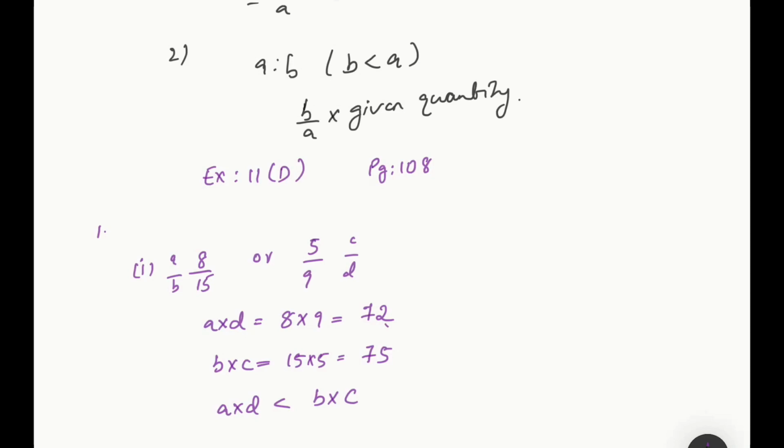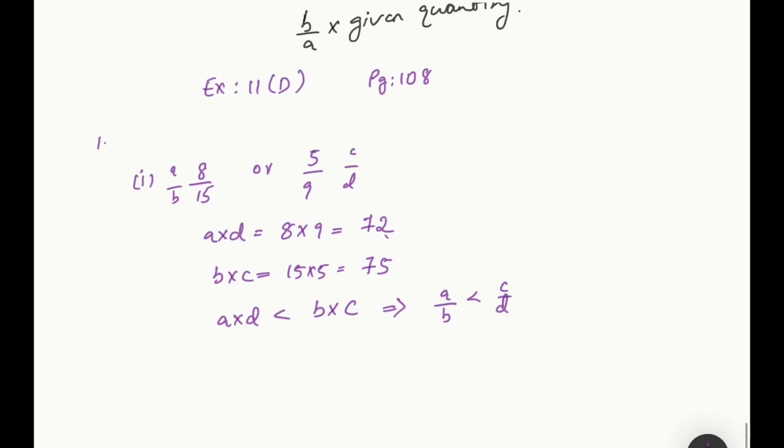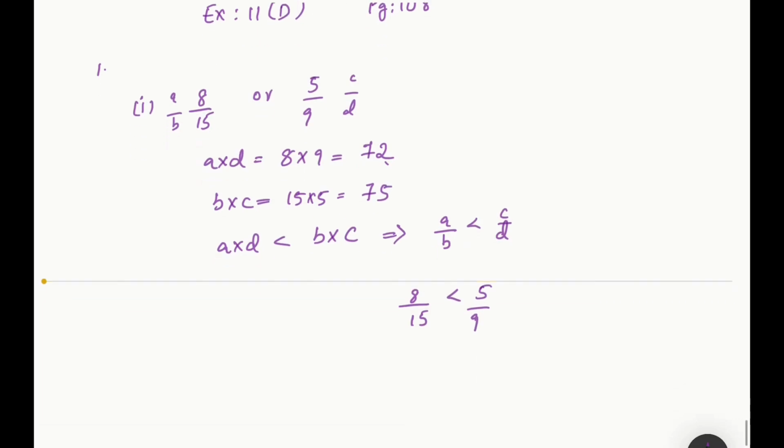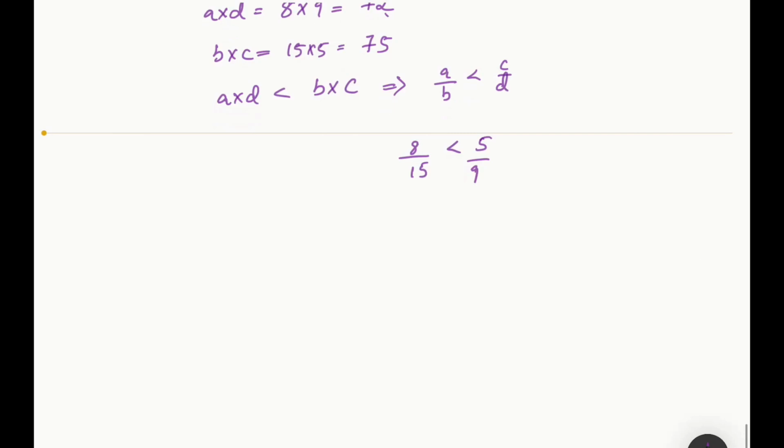So finally, what can you write? If that is the condition, A by B is less than C by D. So you can write the comparison here: 8 by 15 is less than 5 by 9. Is it clear? Okay. Similarly, let me do the second question.